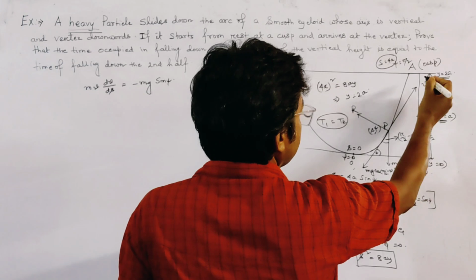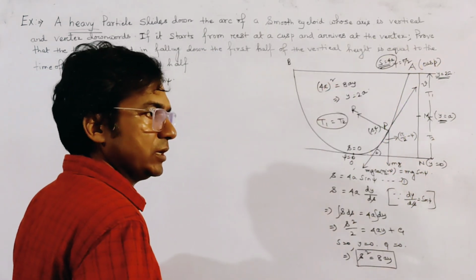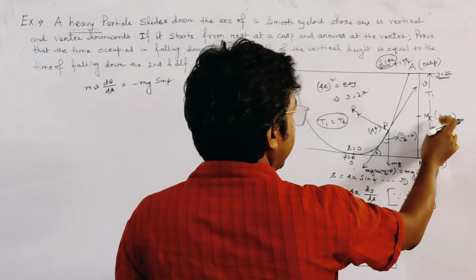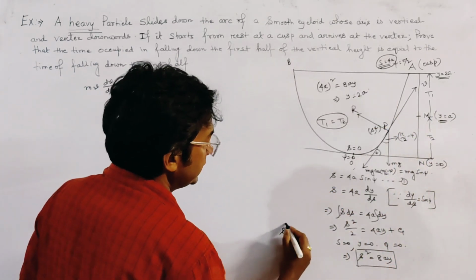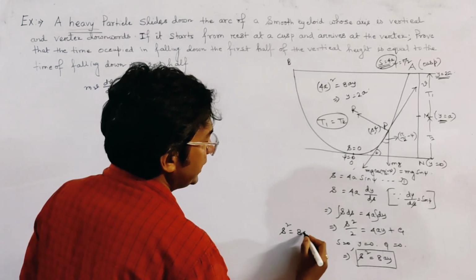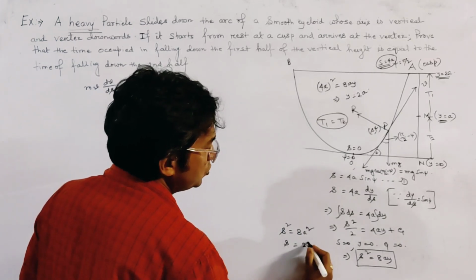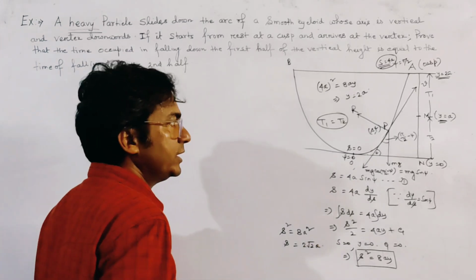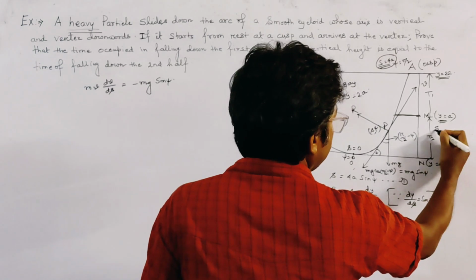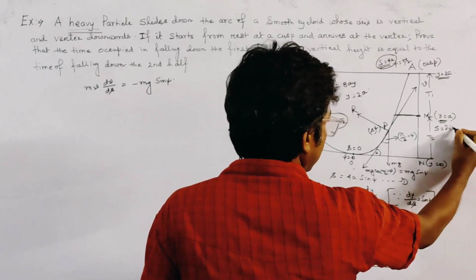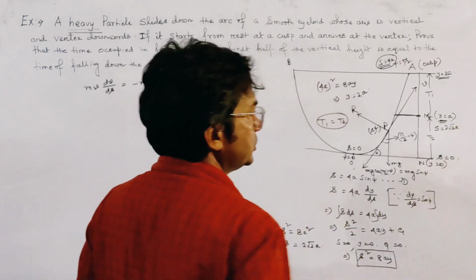Now here, when Y equal to 2A, then we get S equal to 4A. But when Y equal to A, then from this relation we get S square equal to 8A square. So we get S equal to 2 root 2A. Okay, so at that point, that is at the middle point, S is equal to 2 root 2A, and at the lowest point, S is equal to 0.